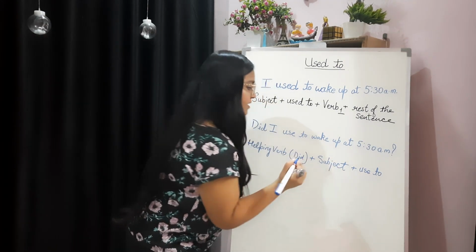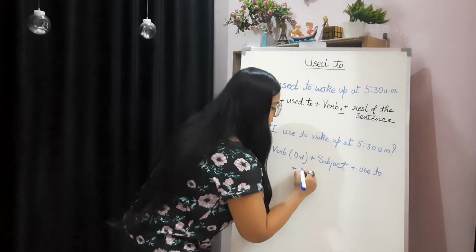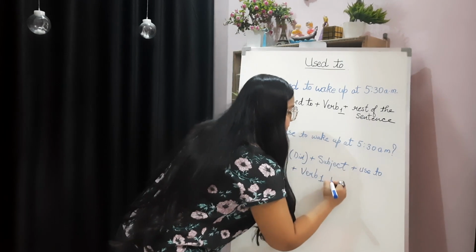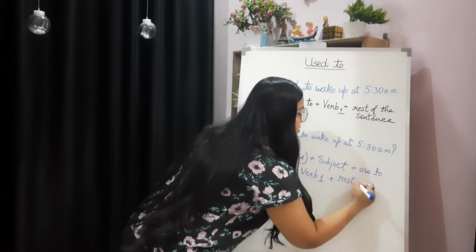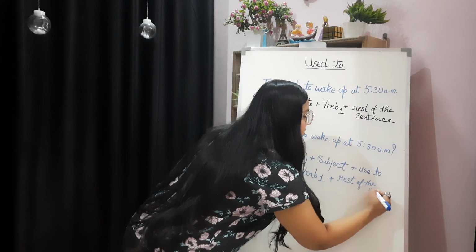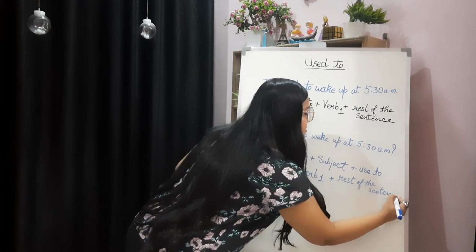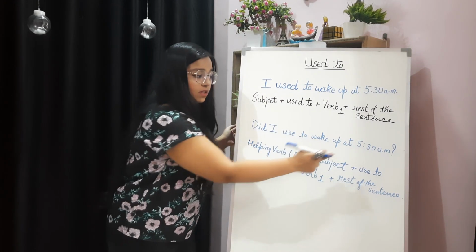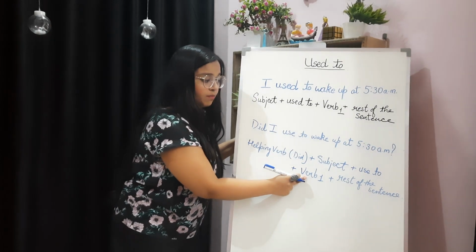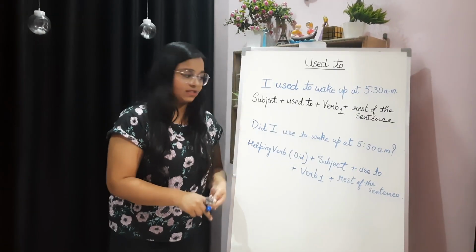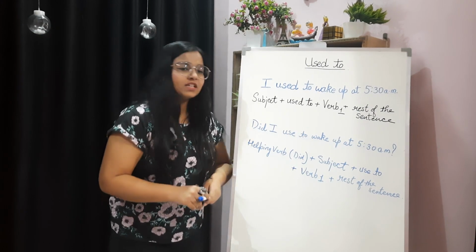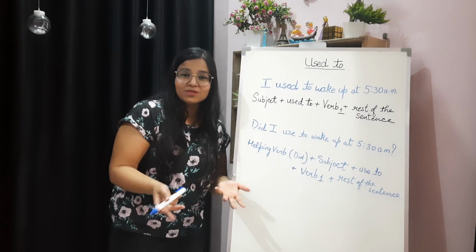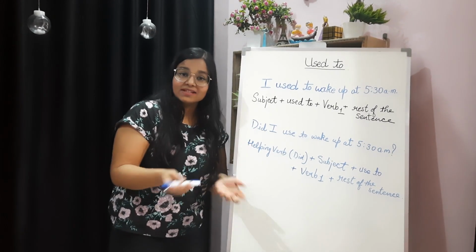Okay, let me write it here. Use to plus verb's first form plus rest of the sentence. So helping verb did plus subject plus use to plus verb's first form plus rest of the sentence. For example, did she use to eat chocolate ice cream? Did she use to like music? Did he use to ride a bike?